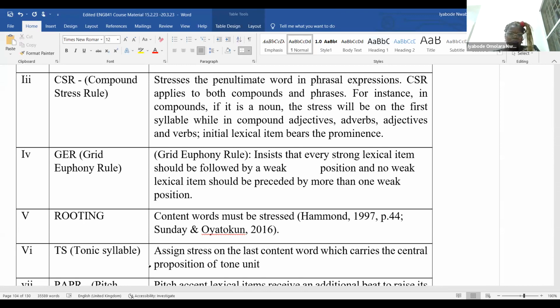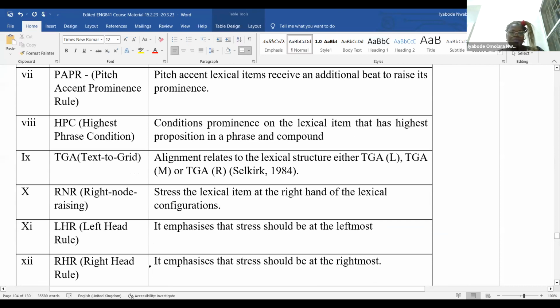The euphony rule says that every strong lexical item should be followed by a weak position, and no weak lexical item should be preceded by more than one weak position. Yes, because the normal thing is that you have stress, unstress, stress, unstress. Assign stress on the last content word, which carries the central position of tone units. Then PAPR, HPC, highest condition, TGA, left head rule. Right-hand rules identify that stress should be at the rightmost; when we discussed it last week, they identified stress at the leftmost. That's the left head rule.